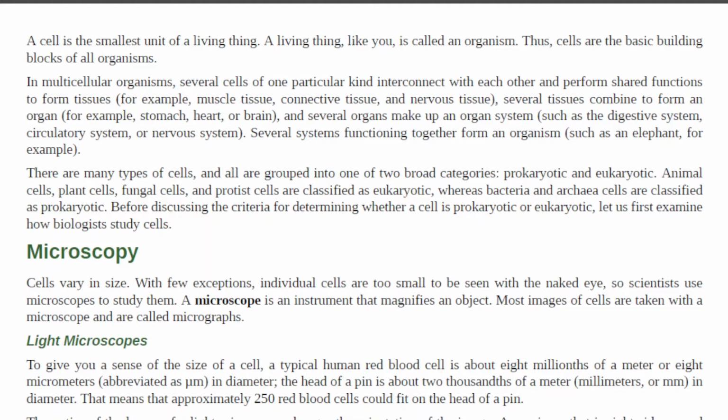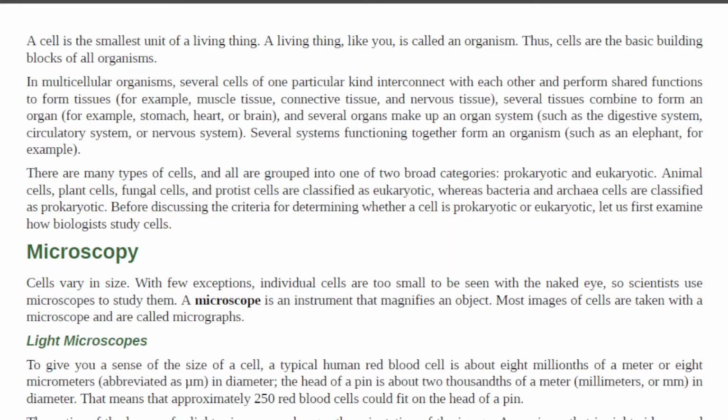Several tissues combine to form an organ, for example, stomach, heart, or brain, and several organs make up an organ system, such as the digestive system, circulatory system, or nervous system. Several systems functioning together form an organism, such as an elephant.